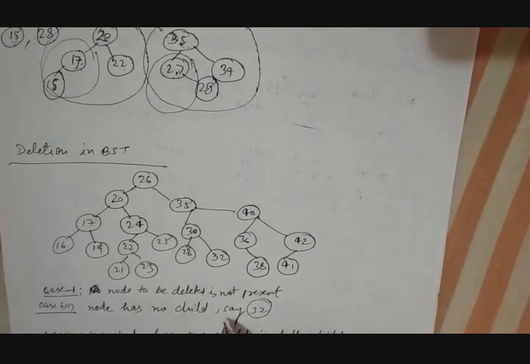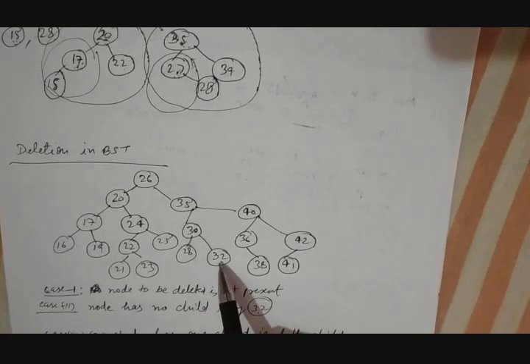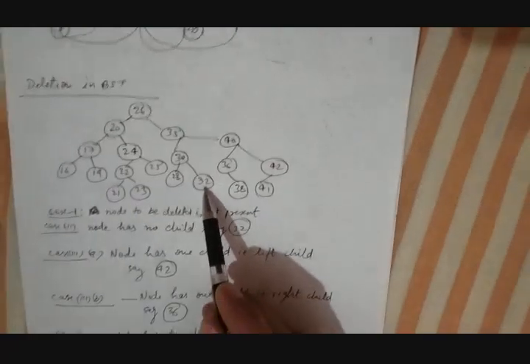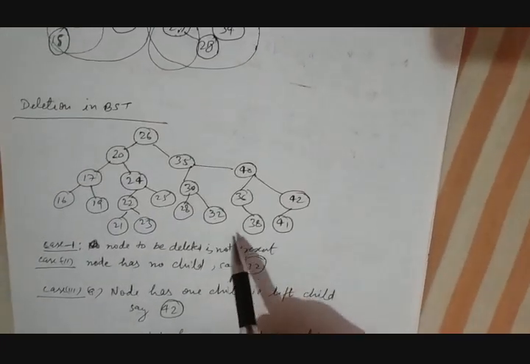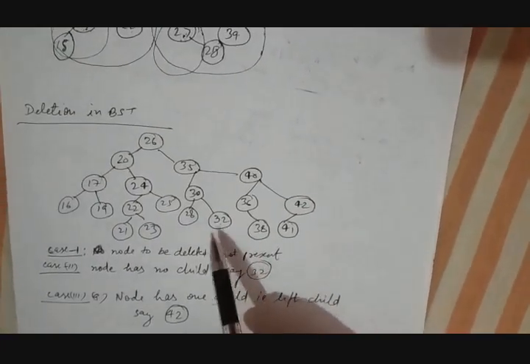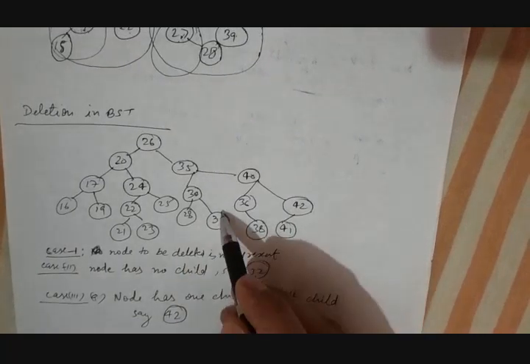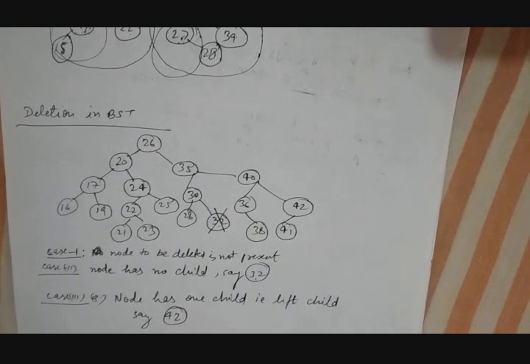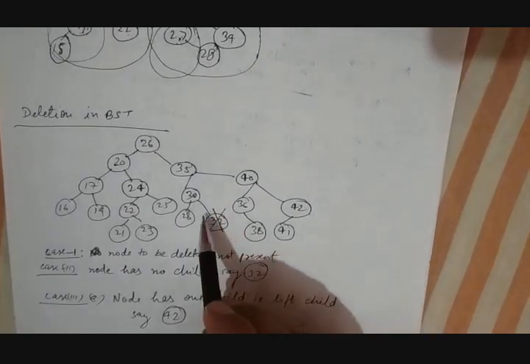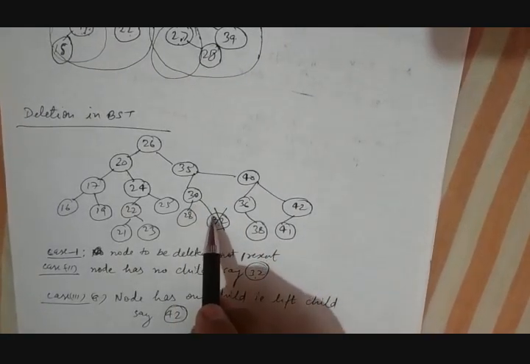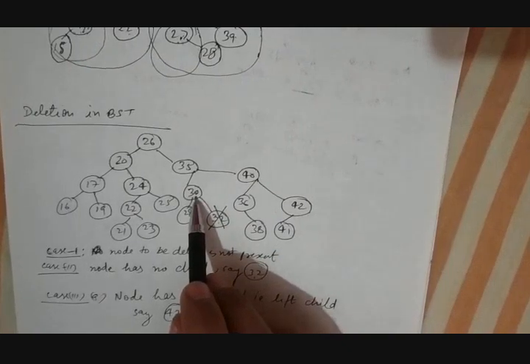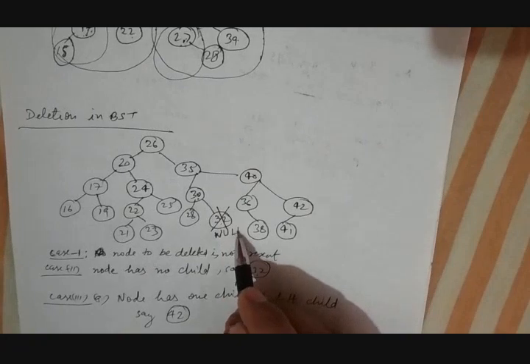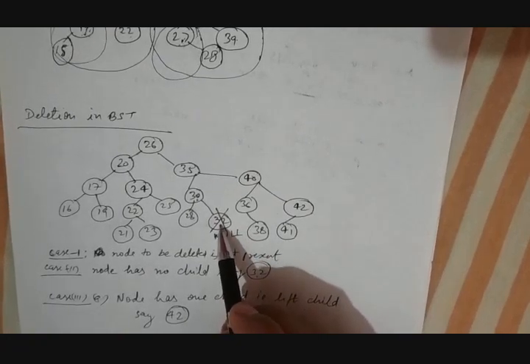For example, let's say here 32. If you want to delete this node 32, since it does not have any child node, it is very easy to delete this node. Simply what we will do is delete this node by saying that the right child of 30 is equal to null, and we will replace this value by null over here, and we will call a free function.